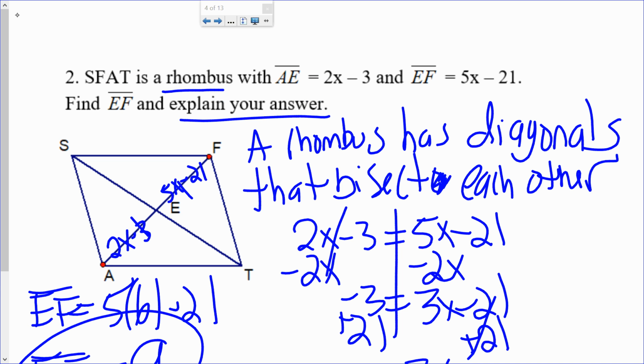So again, for the most part, I can't say 100% of the time, but for the most part, we have a lot of properties that deal with congruence. So if they're congruent, you're going to set the two expressions equal to each other. And then you have to identify which property we're using. In this case, these are the two pieces of a diagonal, and since the diagonals bisect each other, they must be equal.